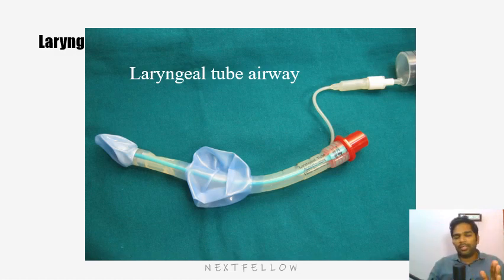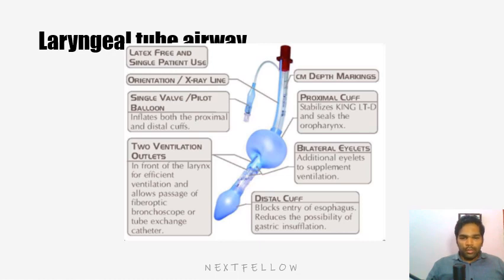It is a first generation device because it does not contain any gastric decompression port. We have another device, I will show you. Here the parts are marked. Here is the distal cuff, which enters the esophagus. This is a blind cuff.